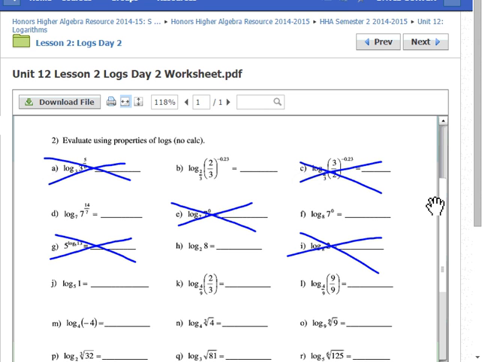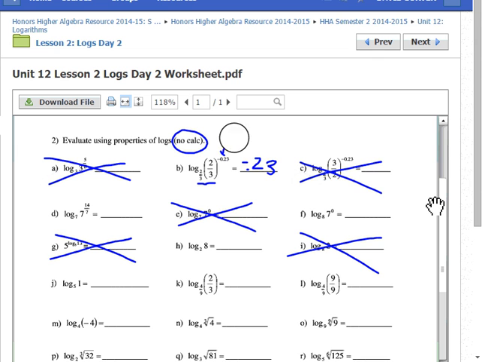Notice it says no calc. Seems scary because it's got this weird decimal, but if you know the pattern, easy peasy. What's the answer? Stay with me. What's the answer for this one? For B. Negative 0.23. Why? Because if these two are the same, that's the answer.